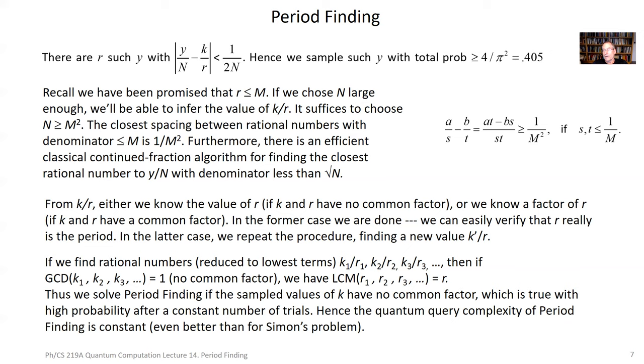But after a few trials, I'll have several instances in which it is true that Y over N minus K over R is less than 1 over 2N. And then I have to worry about the fact that the values of K that appeared randomly had common factors with R. But after I've done it a few more times, I'm not going to be encountering the same common factor more than once. And so when I take the least common multiple, things are good. And I found R. And that's how it works.